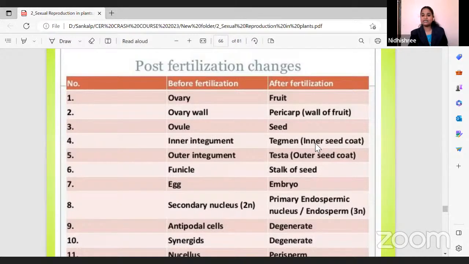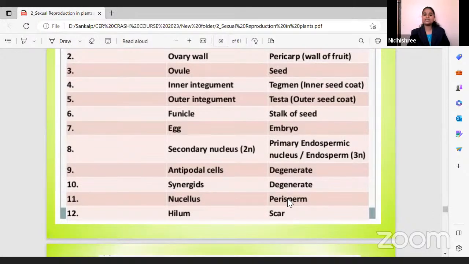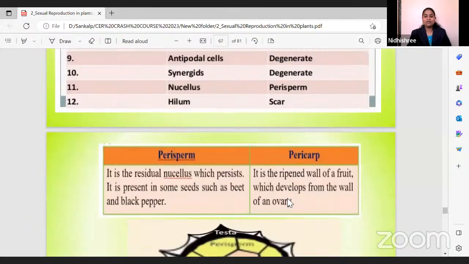Tegmen means what? Inner seed coat. Outer integument develops into testa, the outer seed coat. Funicle develops into the stalk of a seed. Egg develops into embryo. Secondary nucleus develops into endosperm. Antipodals and synergids will degenerate or dissolve. Nucellus develops into perisperm. Hilum is a scar. There is a difference between perisperm and pericarp.